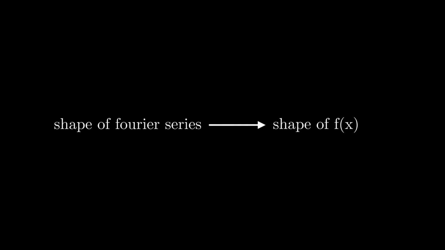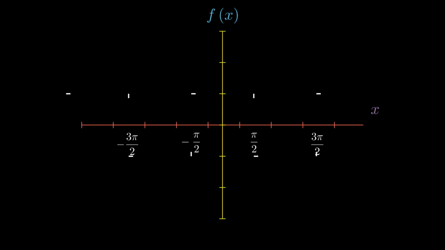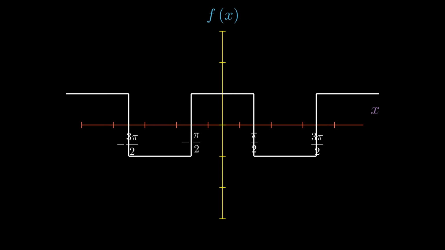Now that we are done with the derivation, let's visualize the Fourier series. A Fourier series tries to approximate the shape of f of x. With each increase in term, the approximation gets better and better. So when the number of terms approaches infinity, the shape of the graph converges to f of x. Let's see it in action. We will try to approximate this square wave function.